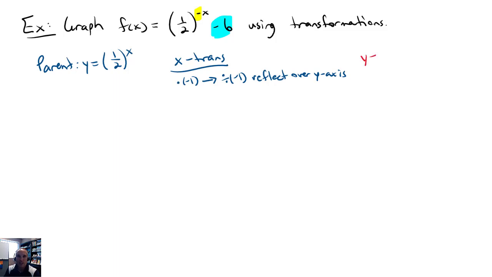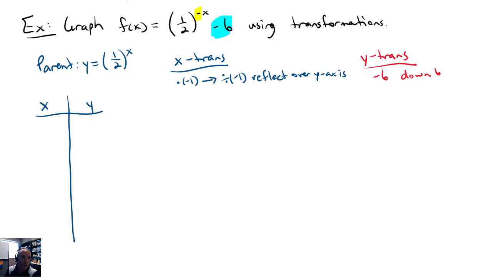The y transformations are easier. They're just what you see, which is just -6, which when you subtract 6 from y, that shifts down 6 units. Okay. So we need to generate our parent graph and do these two transformations. Now the nice thing when you have x and y transformations is you can work on the x column at the same time that you work on the y column because they're independent. But I need to generate my parent table first.